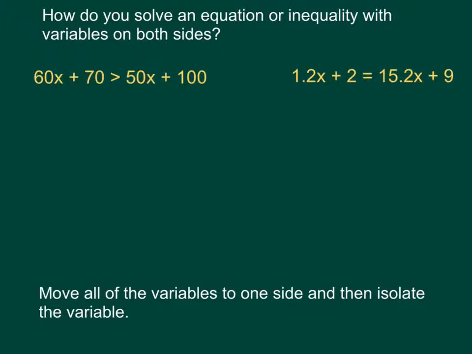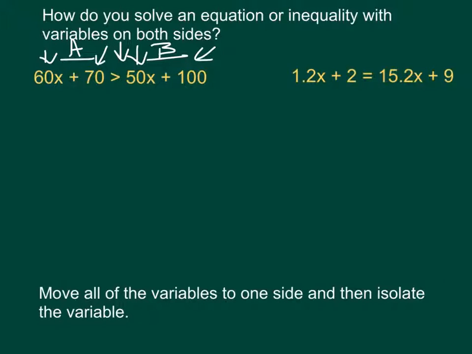Equations with variables on both sides often come up when you're comparing companies. For example, if you had a plumber coming to your house, Company A might charge $60 an hour plus $70 just to show up, whereas Company B might charge $50 an hour but $100 just to show up. So you might be looking to see at what point the cost of Company A is greater than the cost of Company B.